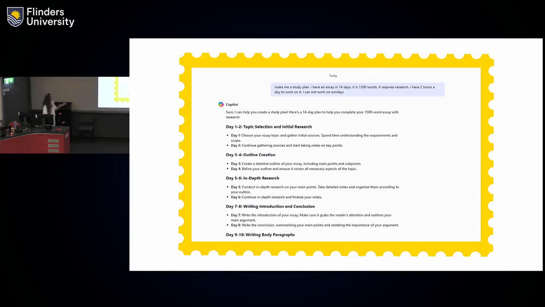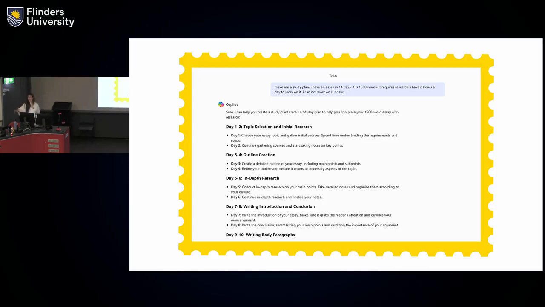So this is an example of asking Copilot to create a study plan. The prompt is, make me a study plan. I have an essay in 14 days. It is 1,500 words. It requires research. I have 2 hours a day to work on it, and I cannot work on Sundays. So quite a lot of information there about the requirements, and it's given us quite a cool little breakdown, a timeline to help you stick to.